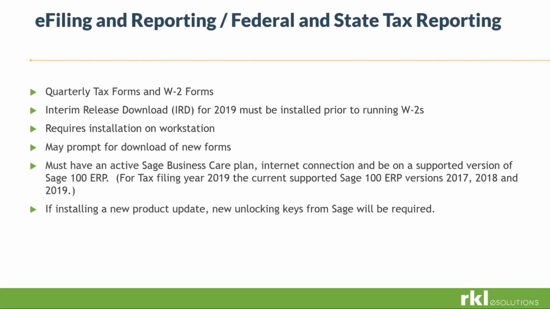Federal and state tax reporting. It's called eFiling and reporting if you're on version 2017. It's called federal and state tax reporting if you're on version 2018 or higher. This is where you will run your quarterly tax forms and your W-2 forms. Again, the IRD is required prior to running your W-2s.